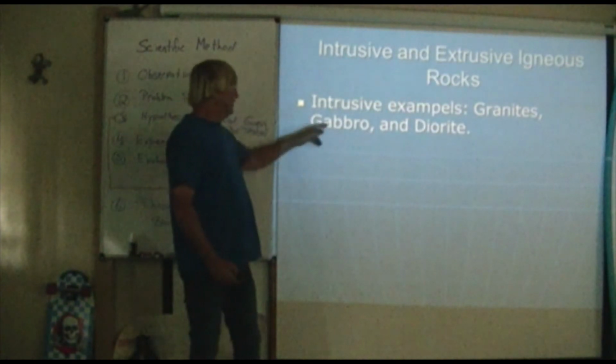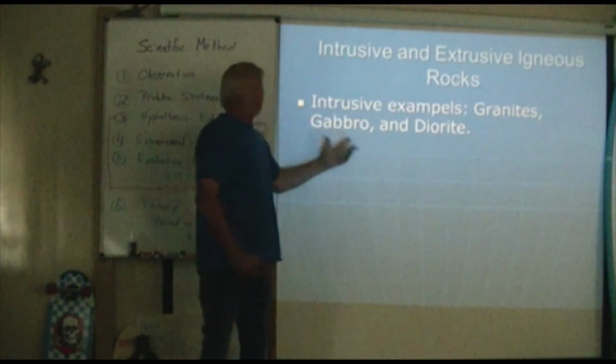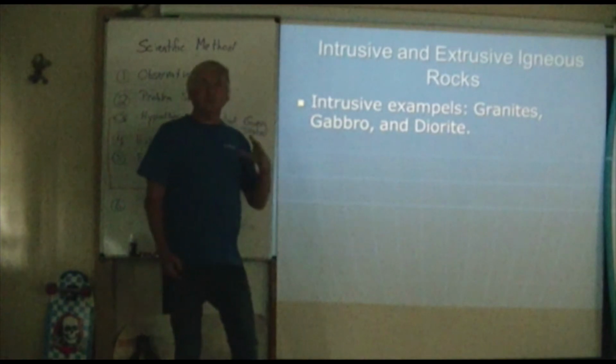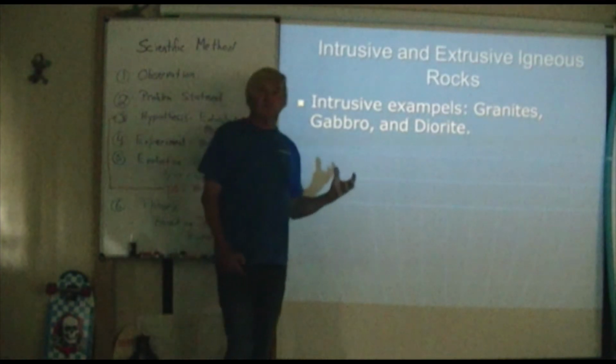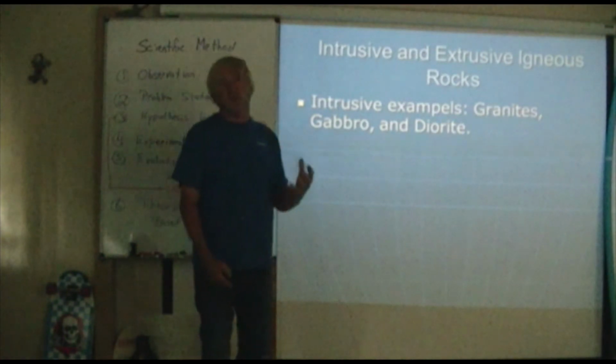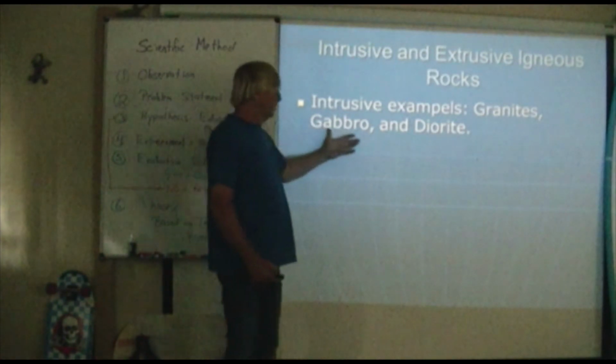So what's the difference between gabbro and granite? The magmas are different. Gabbro is high temperature magma. It has high temperature minerals. Those minerals, because they're high temperature, tend to be rich in iron, and iron minerals form very dark rocks. So gabbro is a very dark rock.